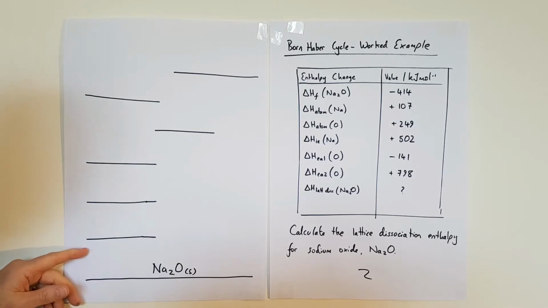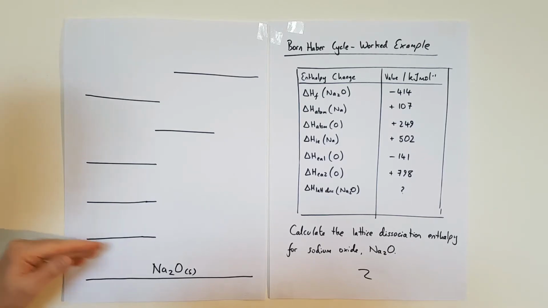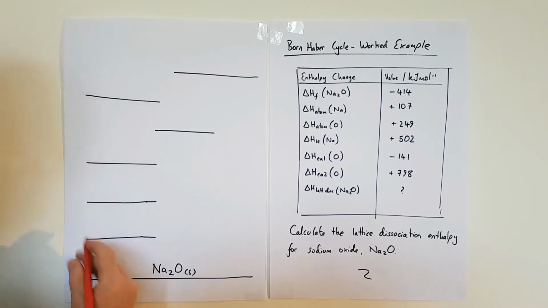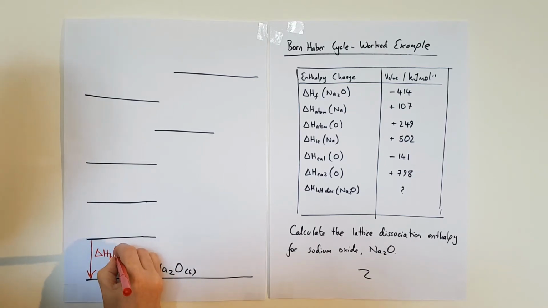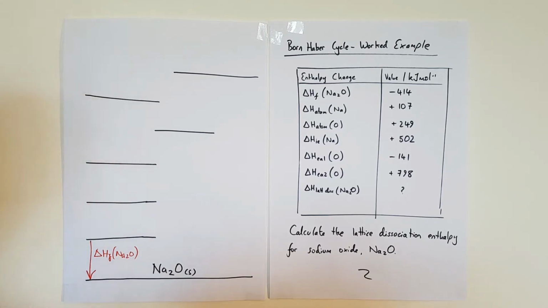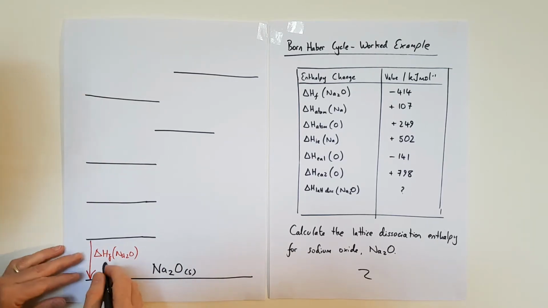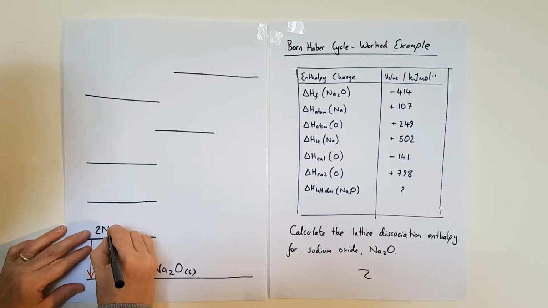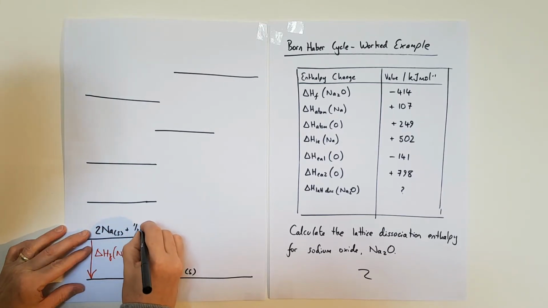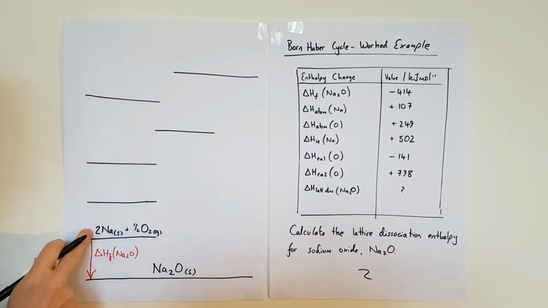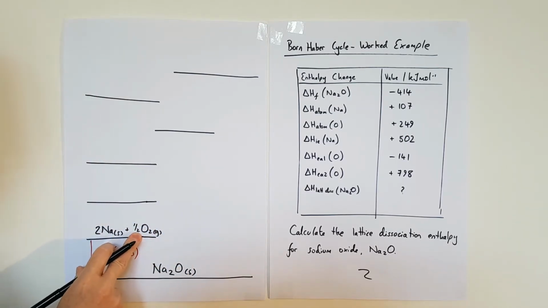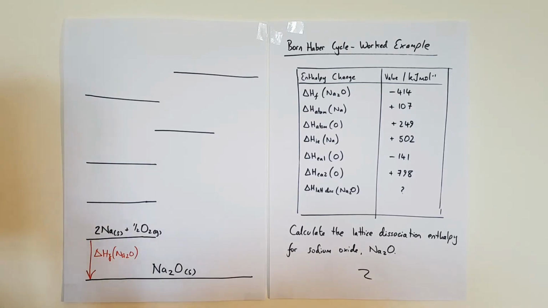And then the first enthalpy change we're going to put in is formation. So we're forming sodium oxide from the elements, that's this change here, delta HF. And we're forming, what are we forming from? Well, we're forming from the elements, so that's sodium solid and oxygen gas. We need 2 sodiums and 1 oxygen atom, so half an oxygen molecule. Okay, now we have to start going around the loop.